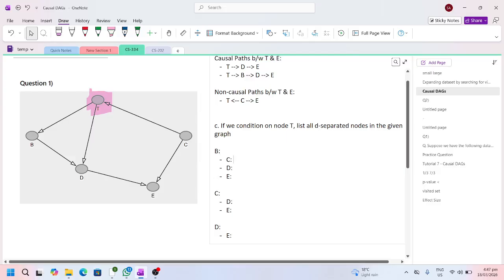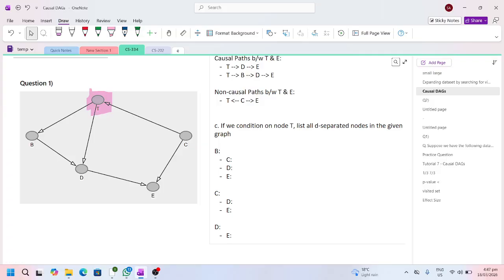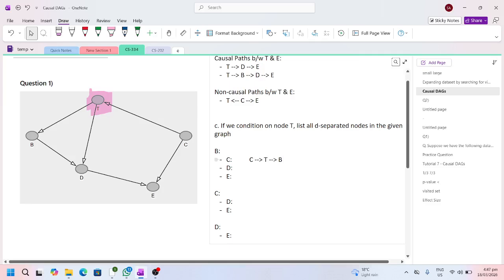So if I have to check for B and C, are they deseparated or not? The rule is I have to check all the paths between them. एक ये path है जो इस तरह से follow कर रही है essentially. I will just list all the paths over here one by one. You have C, it goes to T, and then that goes to B. इसमें T is acting as a mediator or a chain, right? And इसमें मैंने T पे condition कर दिया, which means कि this path is blocked now.